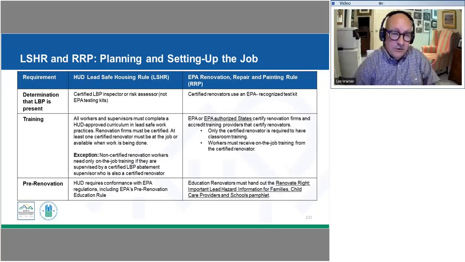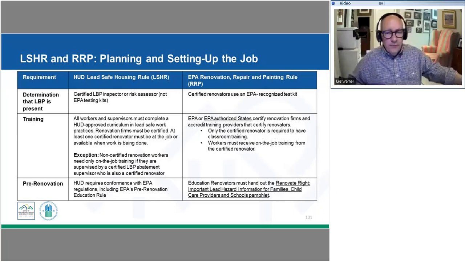In testing to determine whether we have lead-based paint present, we have a higher level of testing. The EPA allows for a test kit to be used, where essentially we're doing a swab on a surface and seeing, based on a color coding, whether it indicates that lead is present. That is not acceptable under the lead-safe housing rule, so we're going to have a risk assessor or a lead-based paint inspector conduct actual testing. They're going to be using an XRF machine, or they're going to take samples that are sent off to a lab.